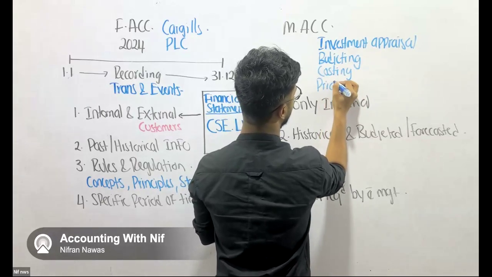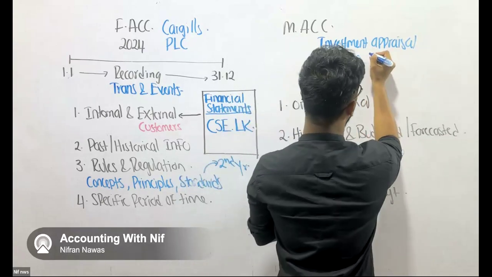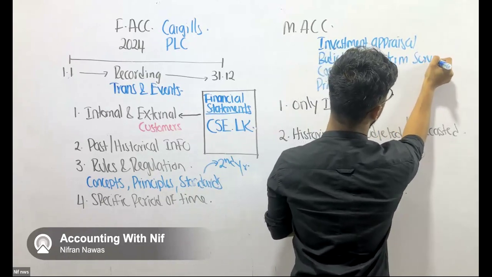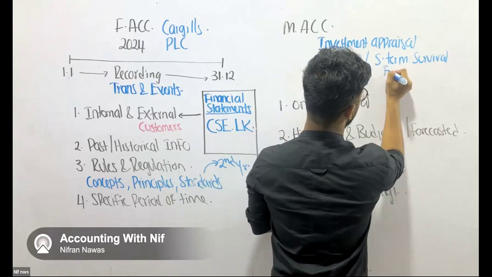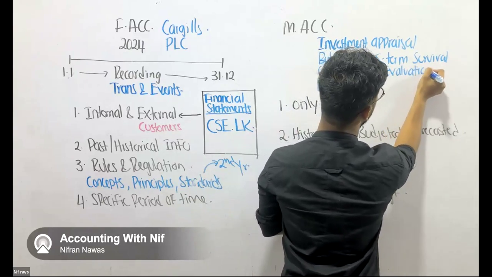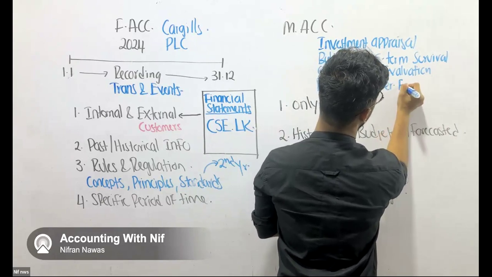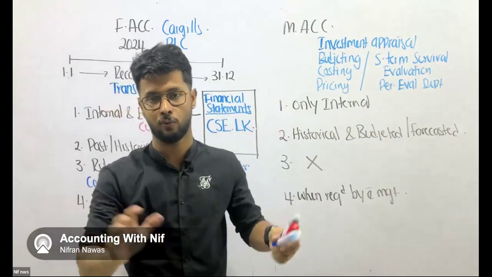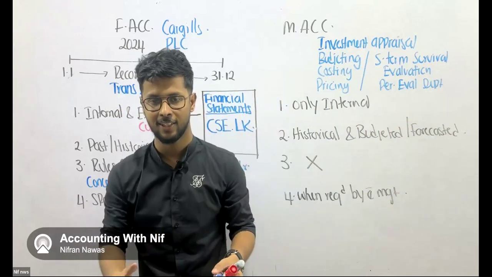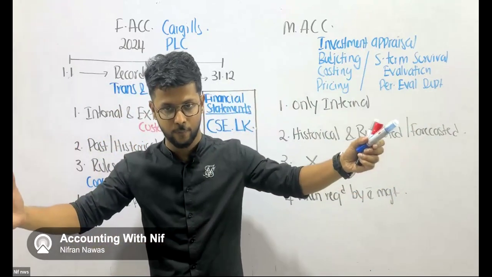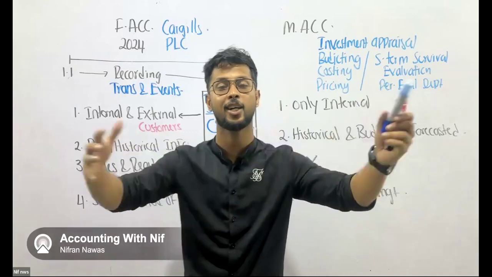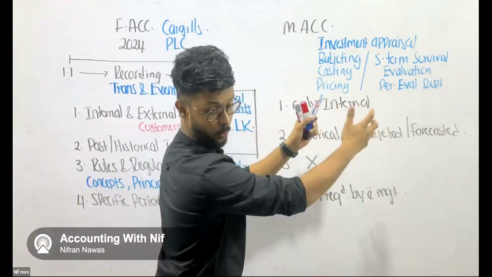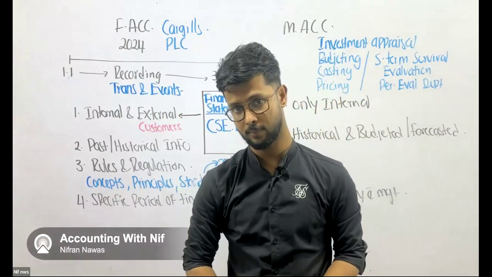He does pricing. Okay. And then he does short-term survival evaluation. And he does performance evaluation of departments. Trust me, he does a lot of work. He does a number of works. So his area is wider, right? He does a lot of work. So his area is wider than this guy. He just sticks to one particular job, whereas a management accountant does a lot of things.